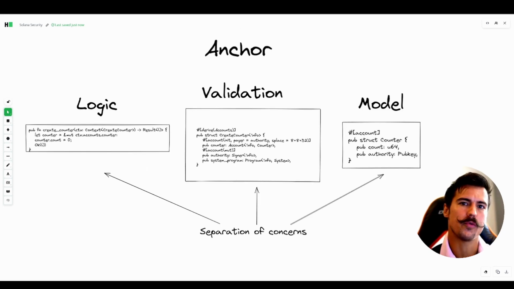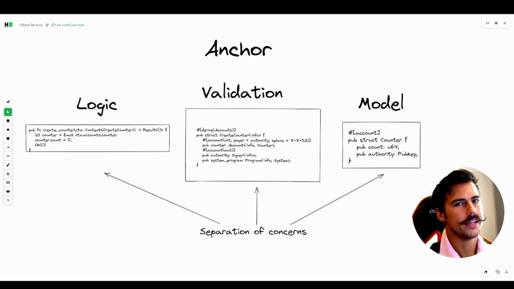Anchor is a framework for writing smart contracts, otherwise known as programs on Solana, in Rust. It gives us a lot of good security benefits right out of the box, from account deserialization to account validation. It even lets us write our own validations, otherwise known as constraints. Now don't worry too much about the code here, you'll learn that in later lessons. What I want you to understand is the high-level overview of how Anchor forces you to separate your business logic from your validations and your models.